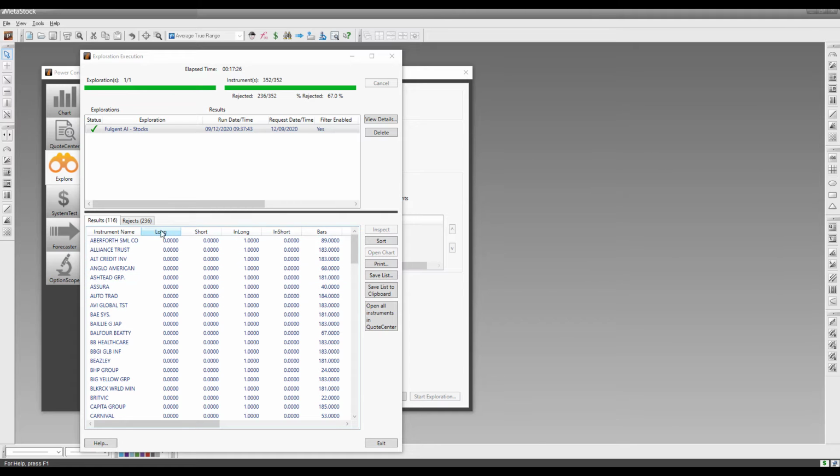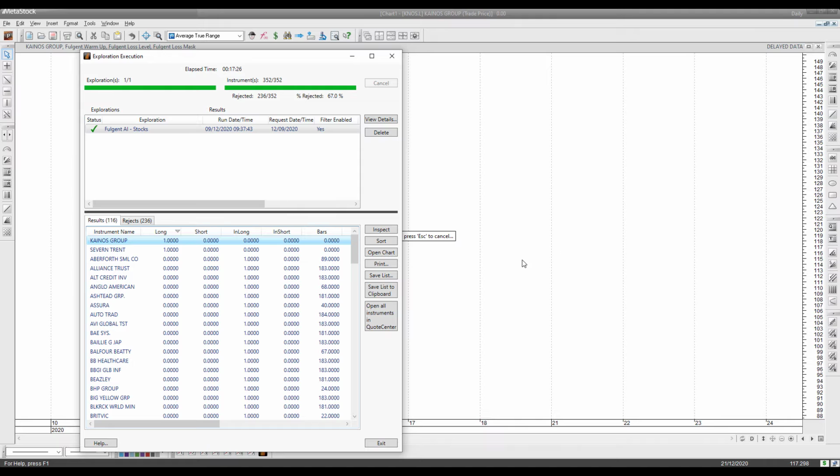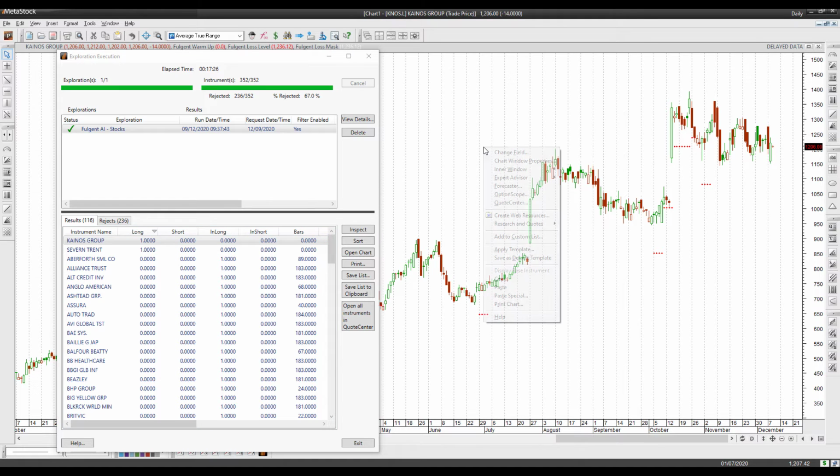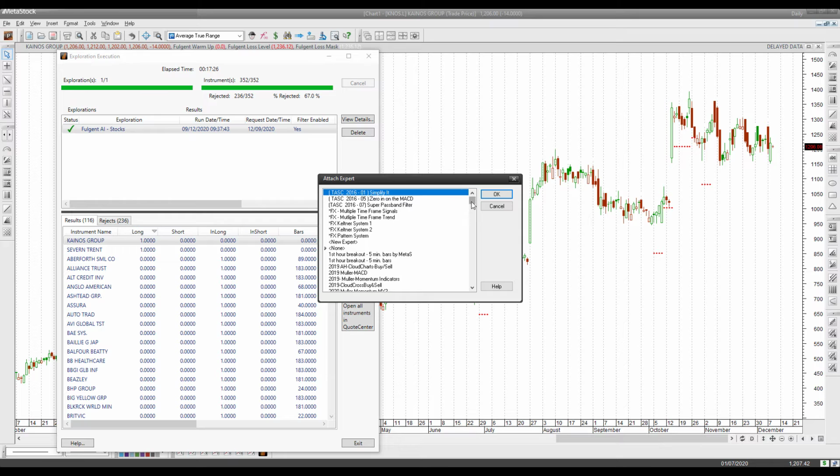If we're looking for something really fresh, we need to have a 1 in this column, in a long, or if there's a short, there'll be a 1 in there. So if we sort this one and see if there's anything recently fired, yes, there's 2 new longs fired. Kainos Group, and we can load that chart. And we need to make sure we have the artificial intelligence expert on to identify and give us the signals.